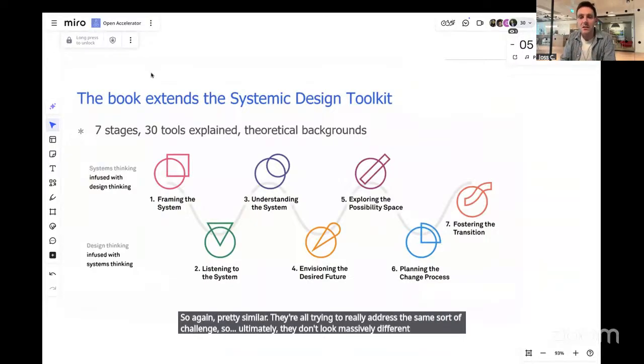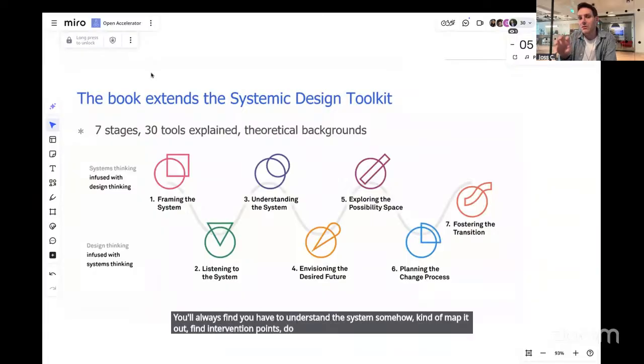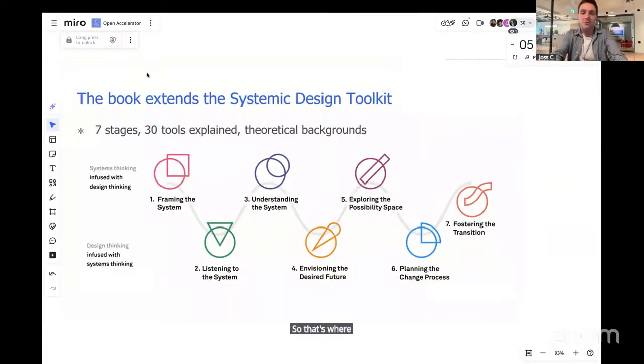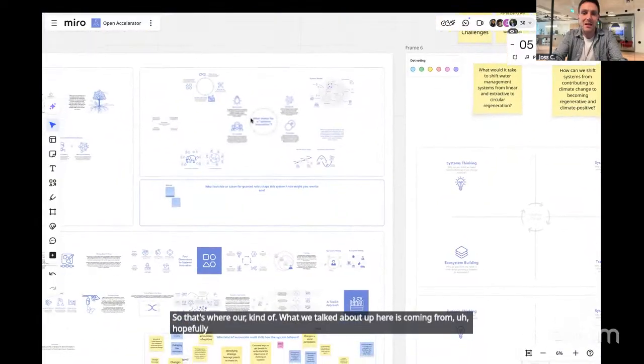There's definitely diversity, definitely different perspectives, but you'd always find you have to understand the system somehow, kind of map it out, find intervention points, do something together around those intervention points, and iterate and sustain this over time. So that's where what we talked about up here is coming from. Hopefully you're starting to see that.